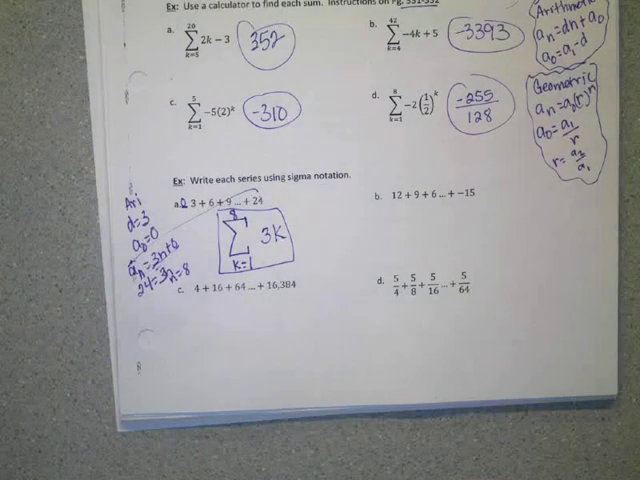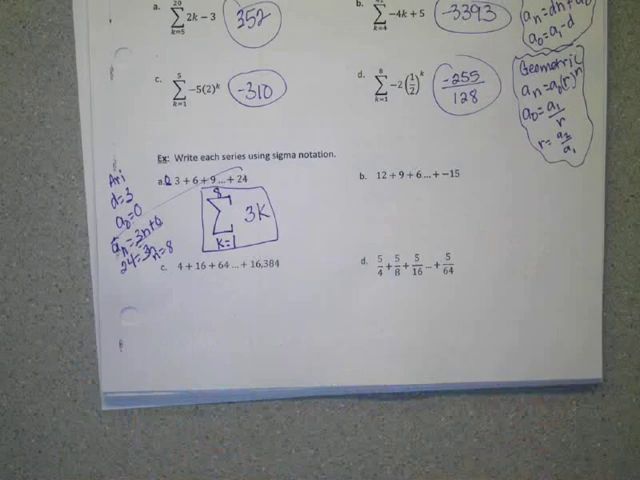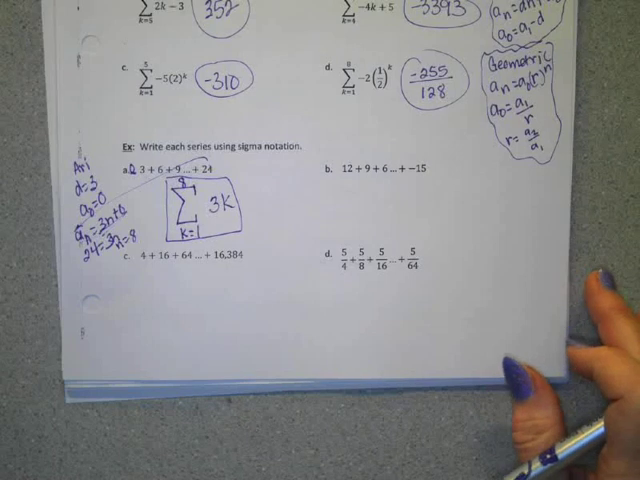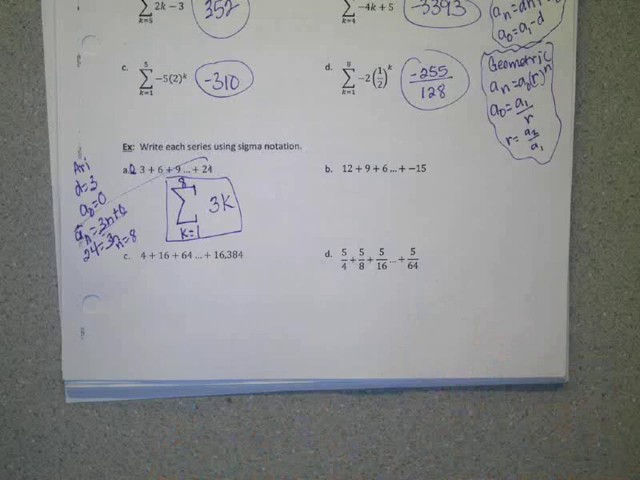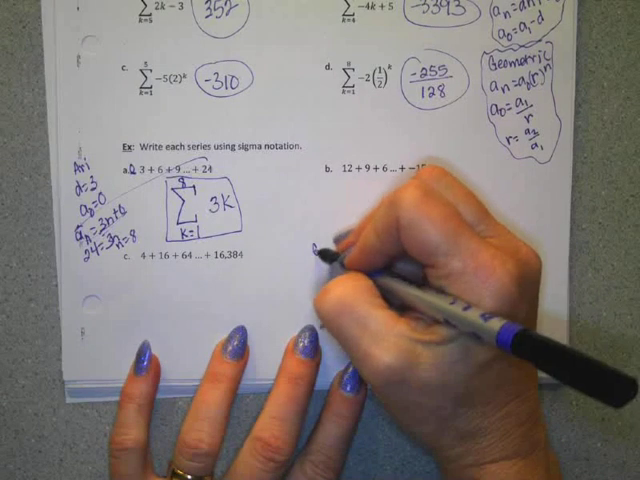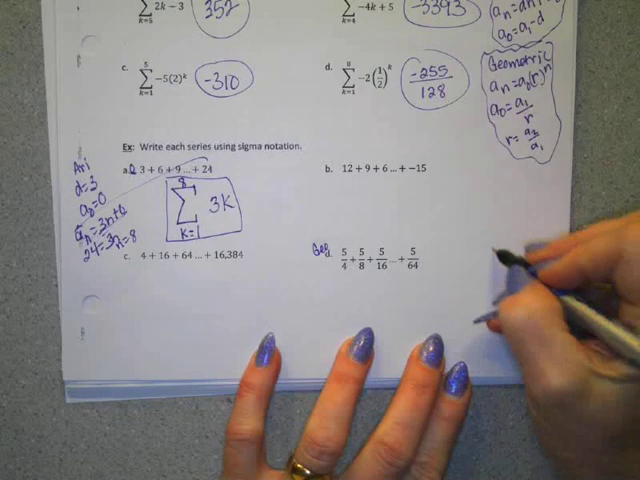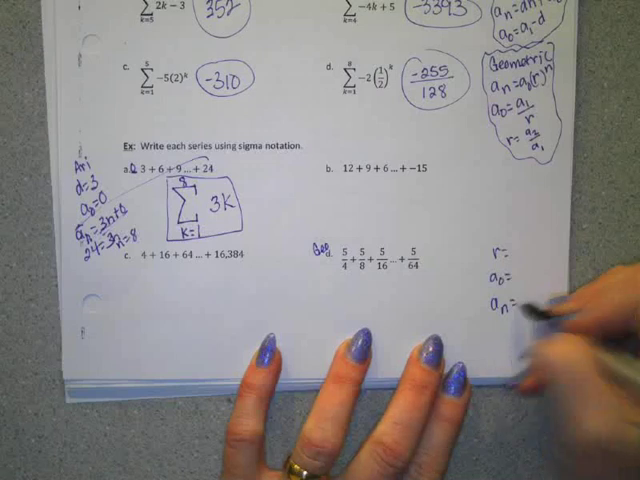And there you go. I'm going to do D next, and I'm going to ask you to try B and C by yourself, and then we'll go back and correct B and C as well. So on D, it's going 5/4, 5/8, 5/16, 5/64. So this one is an example of a geometric. So if it's geometric, that means it's going to have an R, and I'm going to need to know my a sub 0, and then I'll write my explicit.